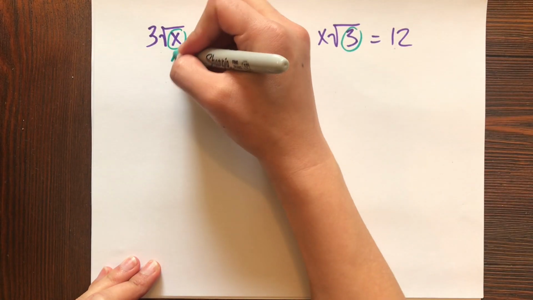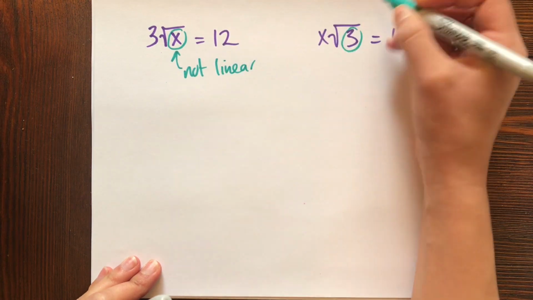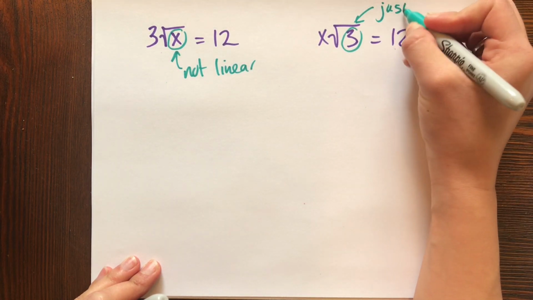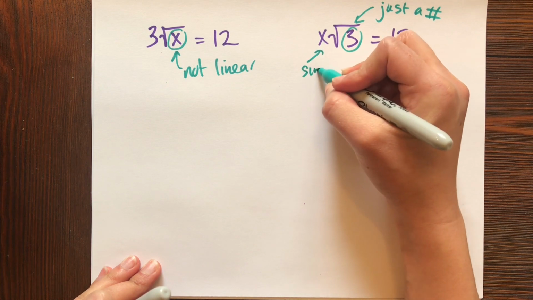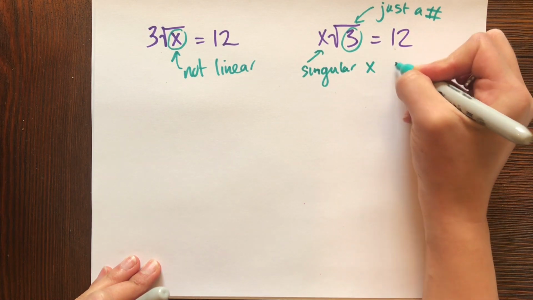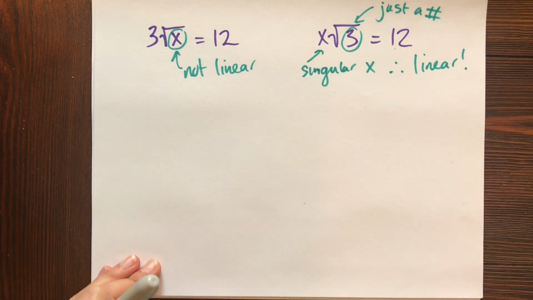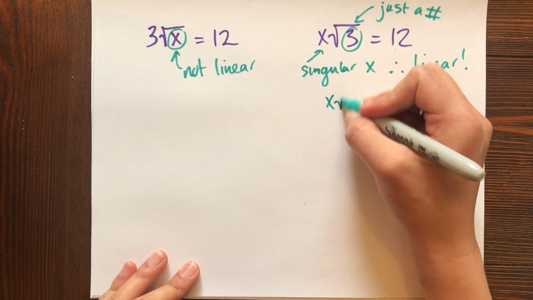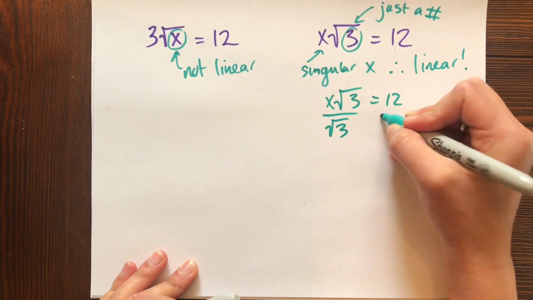Except there's an x inside the square root there and a 3 inside the other one. So the one with the x inside the square root is not a linear thing, right? But remember that the square root of 3 is just an irrational number, but it's still just a number. And I have a singular x term, so therefore this is just linear. So it's pretty easy to solve for x.